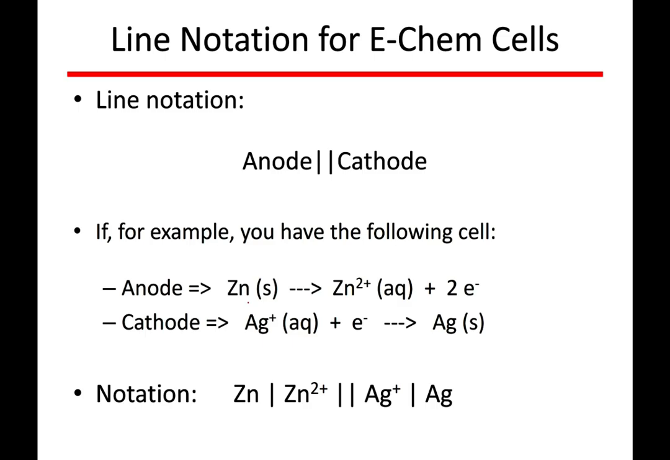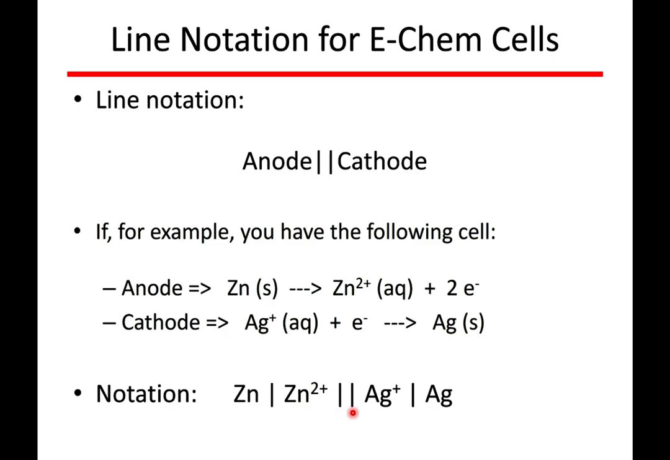What we're going to do is read the equations always going from left to right. So in this reaction at the anode, zinc goes to zinc 2+, and so in the notation we write zinc first and then zinc 2+ second. Additionally, we drop a single vertical line in here if these two species are in different phases. Zinc is in the solid phase, zinc 2+ is in the aqueous phase, and so to distinguish between these two different phases, to show that there is a separation between the two phases, we use a single vertical line there. That's how we would write the anode.